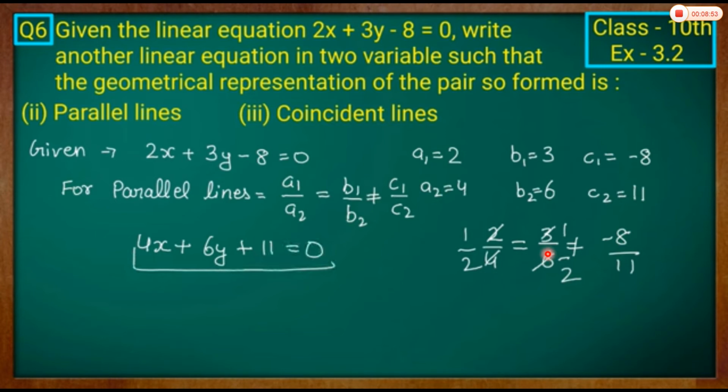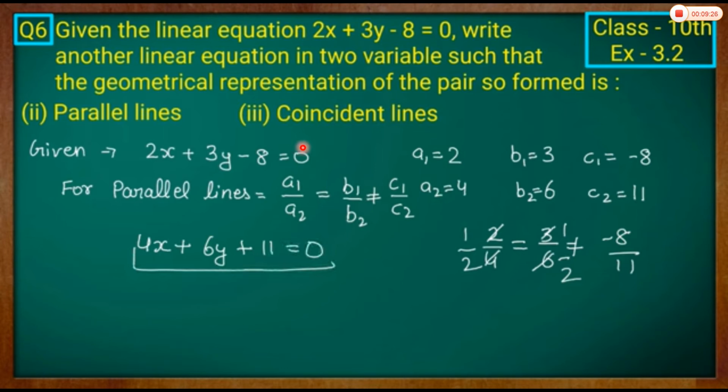Here is 2 by 4, here is 3 by 6. So we cancel: 2 times 2 is 4, 2 times 3 is 6. So 1 by 2 equal to 1 by 2 not equal to minus 8 by 11. So this satisfies the condition a1 by a2 equal to b1 by b2 not equal to c1 by c2. So here is the equation 4x plus 6y plus 11 equal to 0. This line and the first line are parallel.